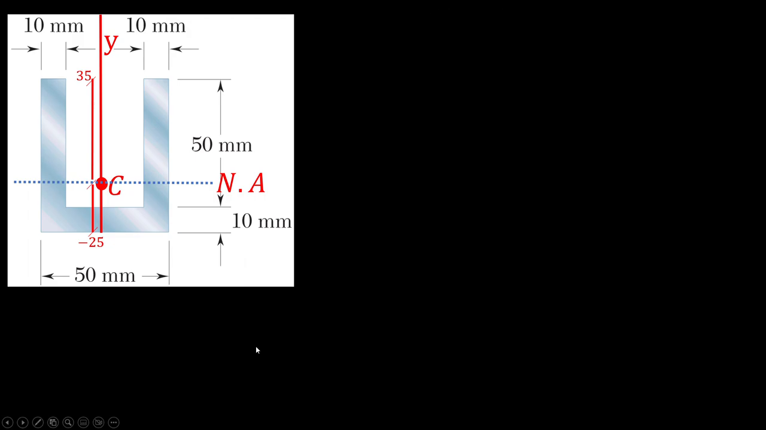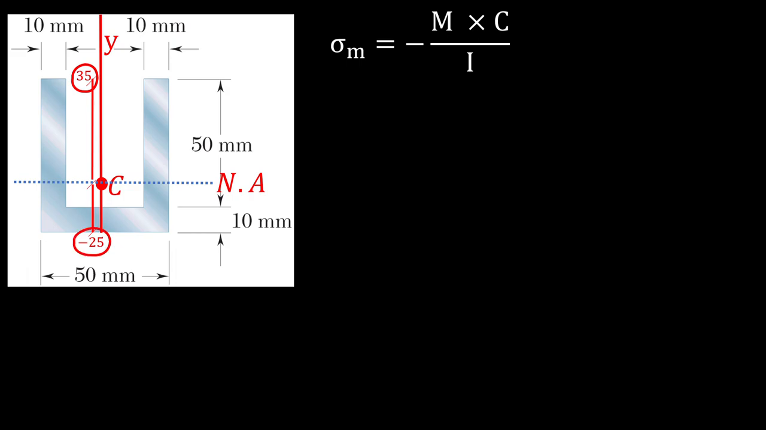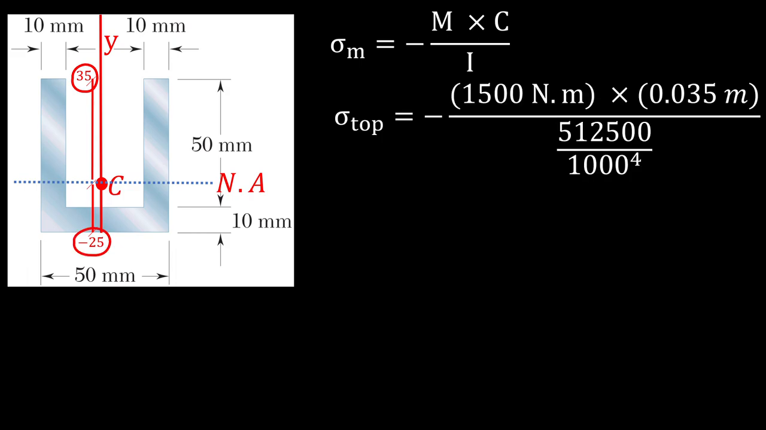All right, so now let's plug in the values that we found. At the top we have 35 and at the bottom we have minus 25. The maximum stress happens all the way at the top, and here we plug in the values. And don't forget to convert your millimeter to meter; here I use the conversion factor of 1000 to the power 4. When you plug this into your calculator, the answer will be negative 102.44 megapascal.